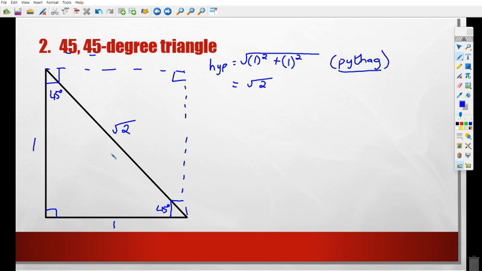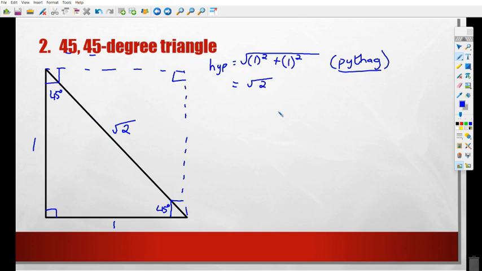So if you ever forget how to draw the 45 degree triangle, just know where it comes from. It comes from a square. Cut the square in half, and then 45, 1, 1, square root of 2. Nice and easy to learn. So let's jump into it.